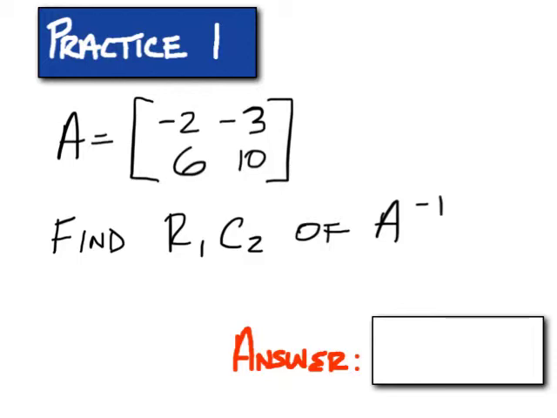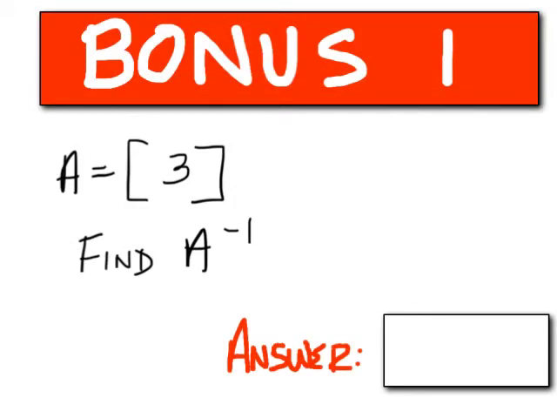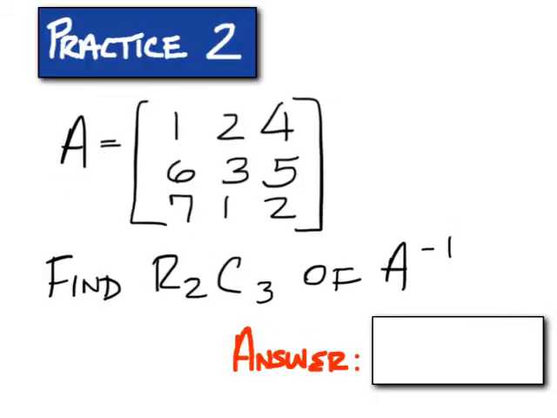On your practice, write down on a small piece of paper row 1, column 2 of the inverse of matrix A. On the practice problem, the answer to this one should be a -1.5. Solution to the bonus should be 0.3 repeating, or 1/3, or if you put 0.3, that would be fine too.